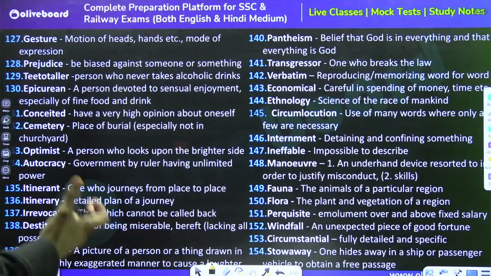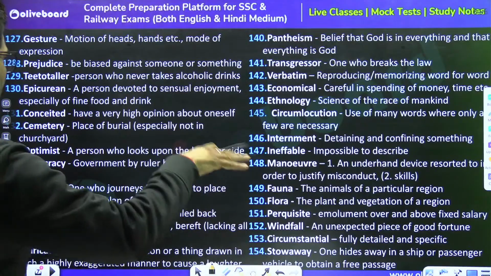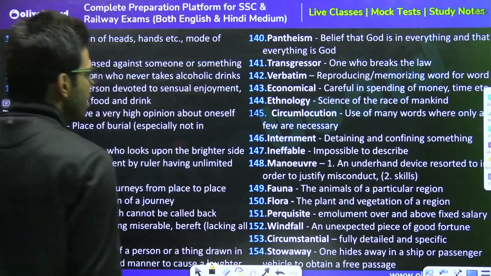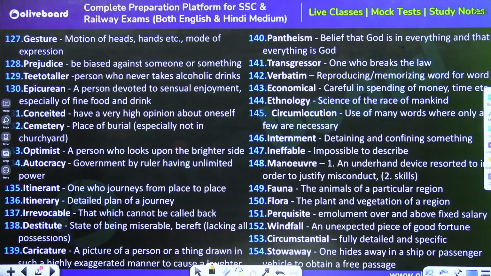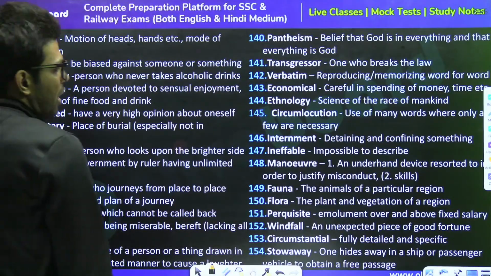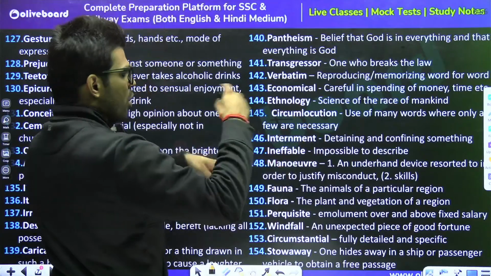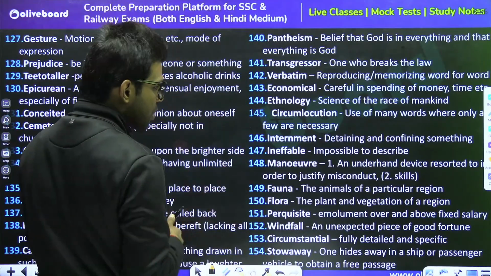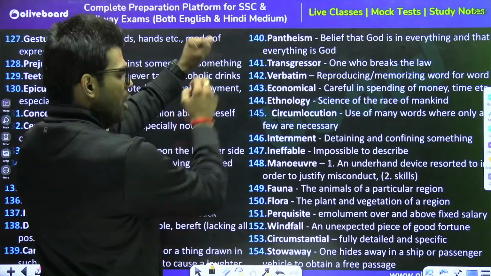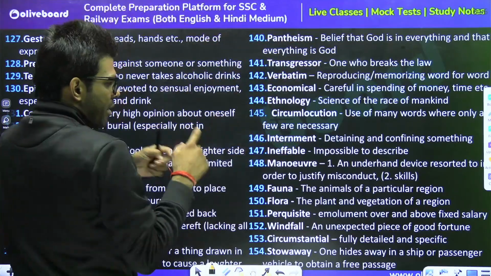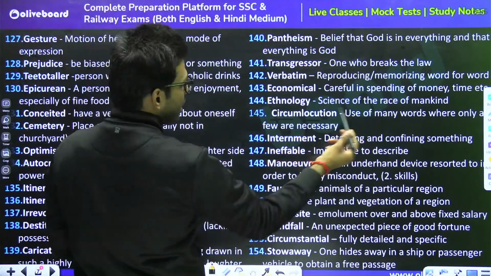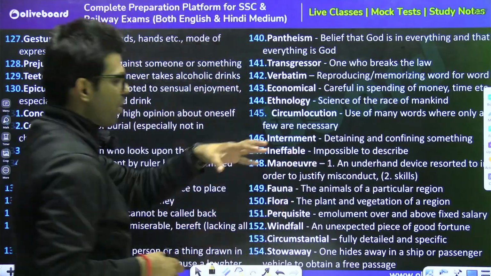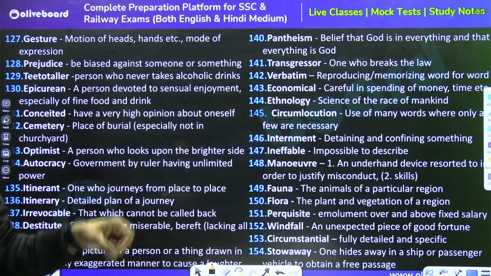Economical, something cheap in terms of money, somewhat careful in spending in terms of money or time. Ethnology, science of race of mankind. Circumlocution, using many words, where you don't answer directly, you beat around the bush, you are using many words where only few are necessary. Circum-loquor, loquor is also always to speak. Internment, the one who is confined, detained under someone.